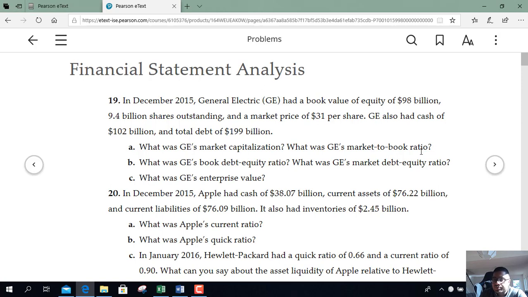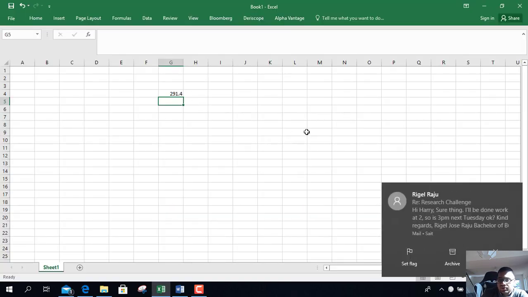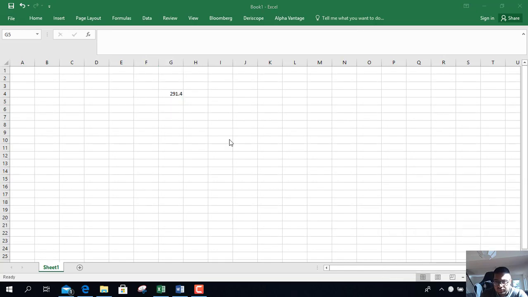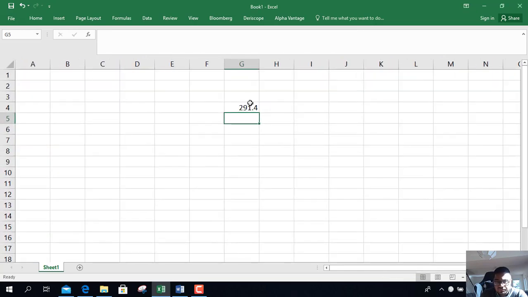What is the market cap to book value ratio? Now what is the book value? Book value is given, $98 billion, and the market cap you just calculated. So 98 billion is the book value and the market cap was 291. So market to book value is 2.97.